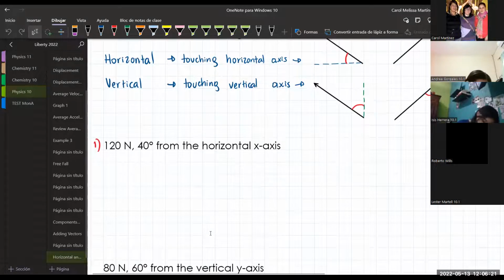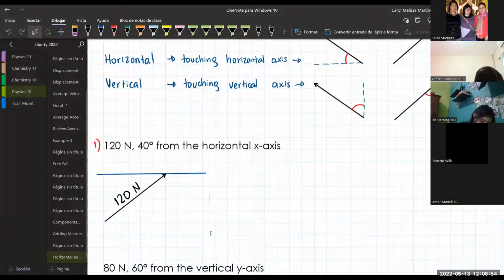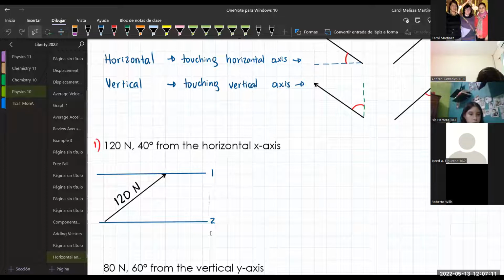axis. Okay, so it's not giving me much information. So the first thing I do is I draw it. And I know that this is 120 Newton. And I know that it has an angle, it says from the horizontal axis. So what I can do is I could say that this is the horizontal axis or that this is the horizontal axis. What axis do you prefer, 1 or 2? It doesn't matter, I promise. 2. Okay, so the 2 will be.